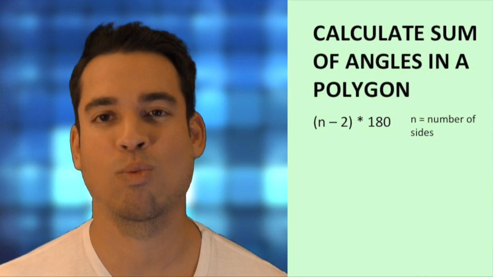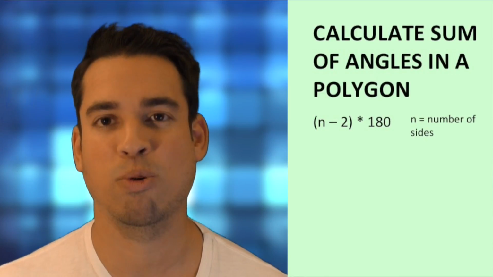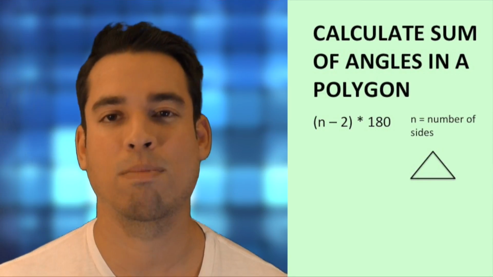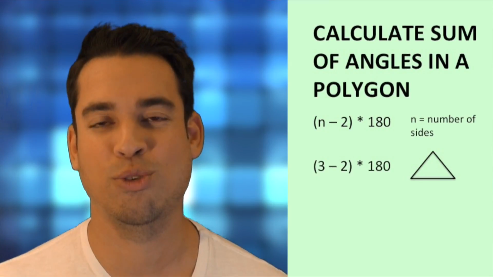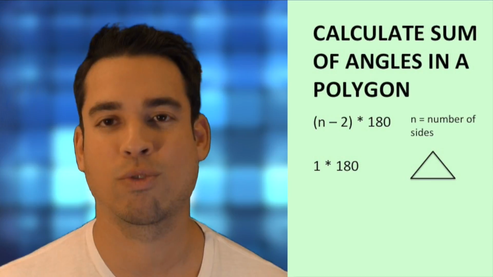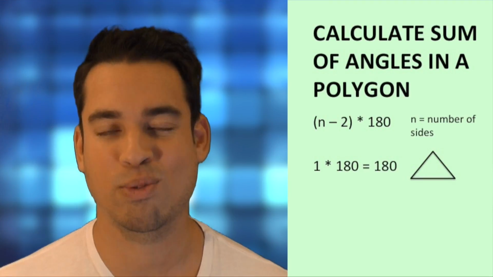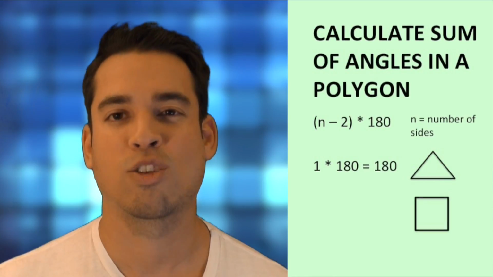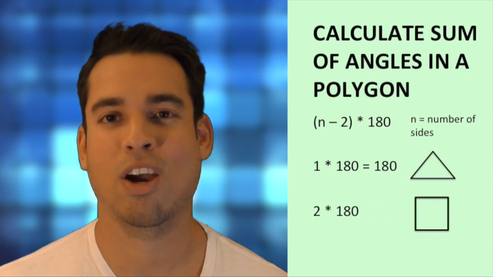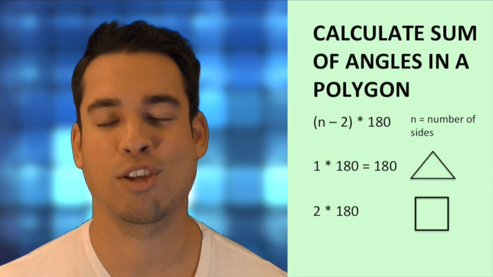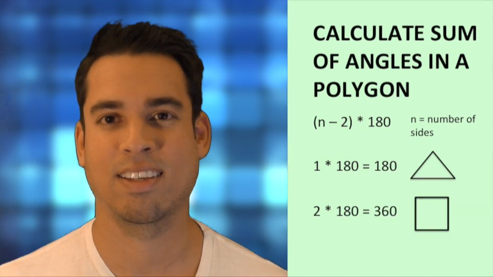So let's test this out with some of our known shapes. So for example, if we have a triangle, we go ahead and plug in 3 for 3 sides, and it's 3 minus 2 times 180, which of course is 180 degrees. Let's try it with a square. So we have 4 sides minus 2, which of course gives us 2, times 180, which gives us 360.